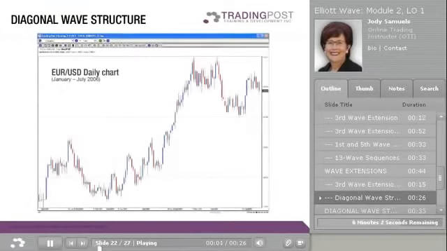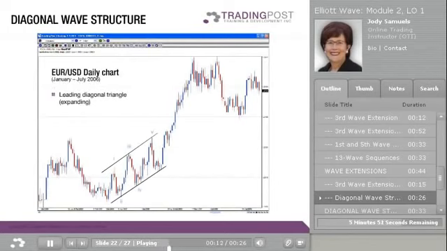This is an example of a diagonal wave structure in the Euro-US dollar daily chart in 2006. This is an example of a leading diagonal triangle, an expanding triangle as well. You can see the boundary lines diverge, and you can see the overlap between the wave 1 top and the wave 4 bottom.